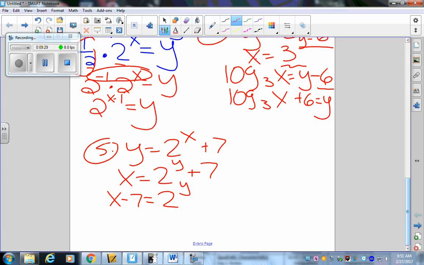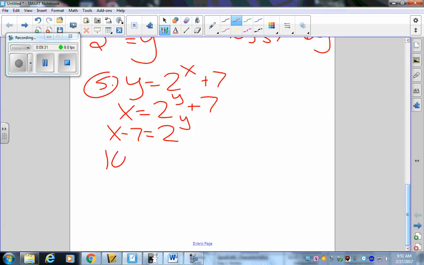Now I can rewrite it as a log. So I've got log base 2 of x minus 7. Since those are attached, I'm going to put those in parentheses, equals my y. Okay, so since the plus 7 in the original problem started on the outside, it ended up as a minus 7 on the inside.